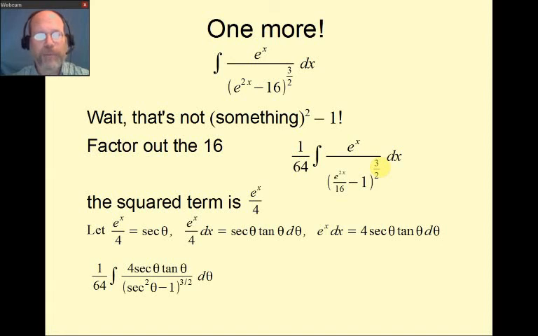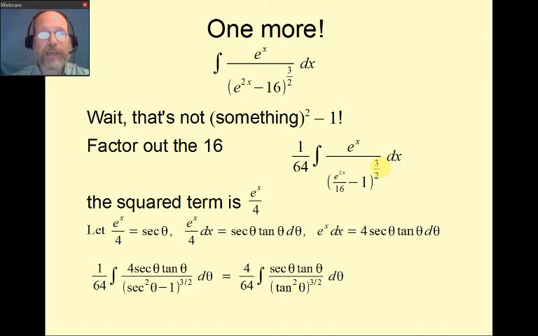I'm going to go ahead and pull the 4 out front, and we can also replace secant squared theta minus 1 with tangent squared theta. That's the entire point of this integral, right? That's the entire point of doing this substitution, is to replace that pattern with something, tangent squared in this case, that I can easily raise to the 3/2 power.